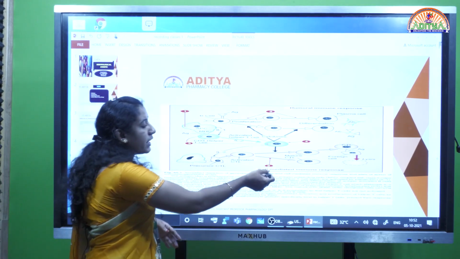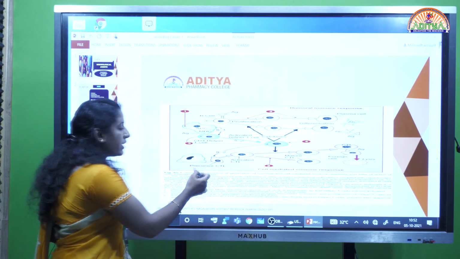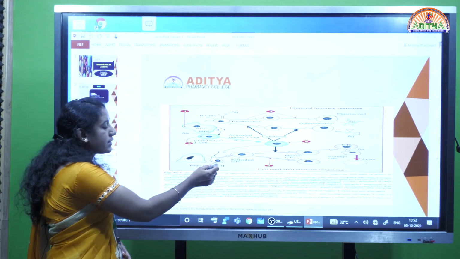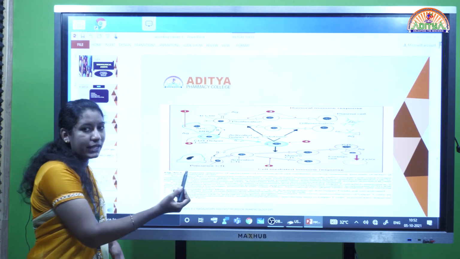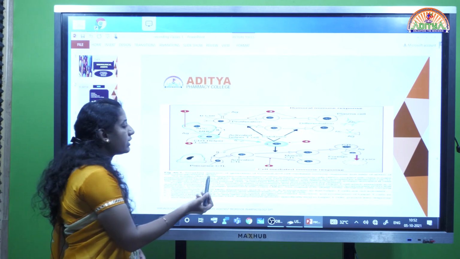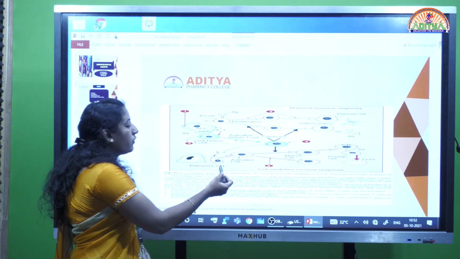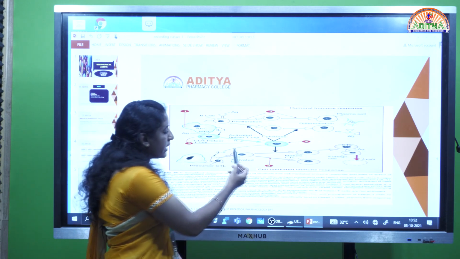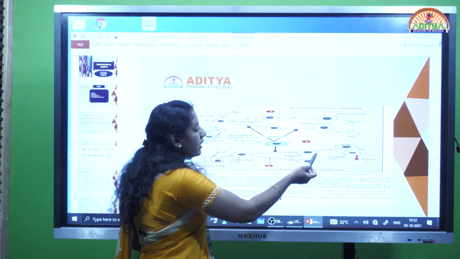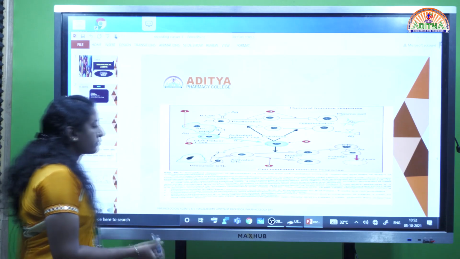Next is cell-mediated immune responses. There are precursor cytotoxic T lymphocytes. These are activated in the presence of interleukin 2. After activation, the cytotoxic T lymphocytes identify the antigen and undergo lysis.